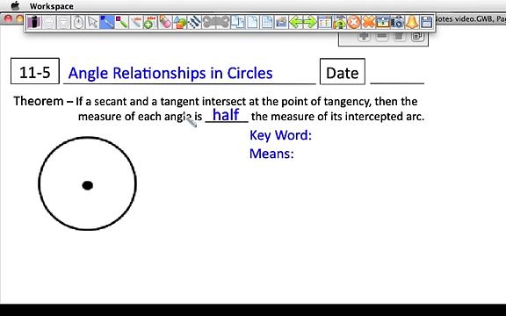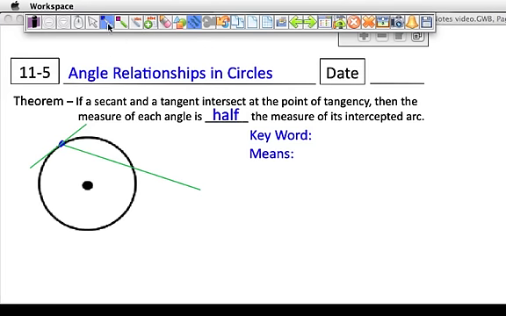If a secant and a tangent intersect at the point of tangency, okay, that's a lot of words. Let's just think about what it means. If a secant, that goes through the circle twice, like this, and a tangent intersect at the point of tangency, so that means the tangent is only allowed to touch the circle once, so I have to have it be tangent over here. If a secant and a tangent intersect at the point of tangency, then the measure of each angle is half the measure of its intercepted arc.